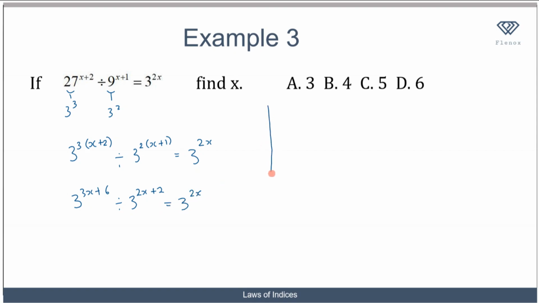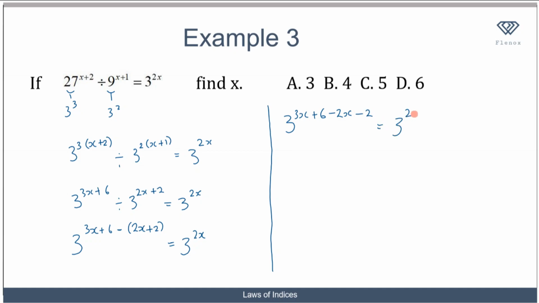Now how do I go about this? From my law of indices, if I have the same base and there is a division sign, what do I have to do? You know that I just have to write one of the base and subtract the exponents from each other. So I have 3x plus 6, then minus, don't forget to put in bracket since you have more than one term, 2x plus 2, is equal to 3 raised to the power 2x. So this becomes 3 raised to the power 3x plus 6, then expand, minus times 2x gives me minus 2x, then minus times plus 2 will give me minus 2, is equal to 3 raised to the power 2x. Then I simplify.